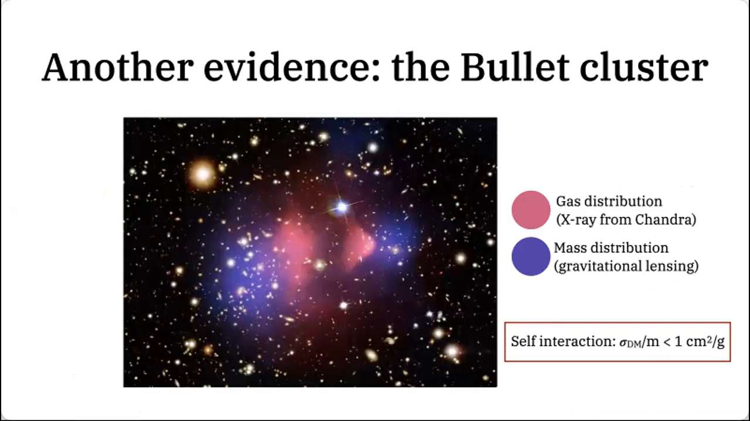So here we see three different objects on top of each other. We see first the location of galaxies here as an image, and also the bluish spots are the distribution of mass traced by gravitational lensing, and the red spot is the distribution of hot gas traced by X-ray.